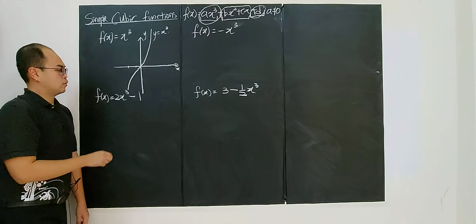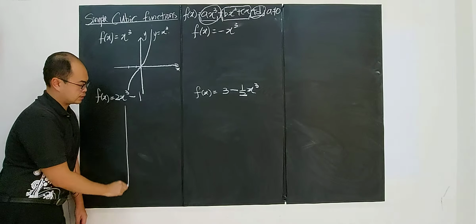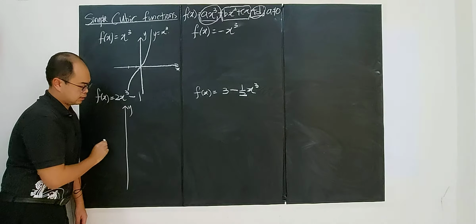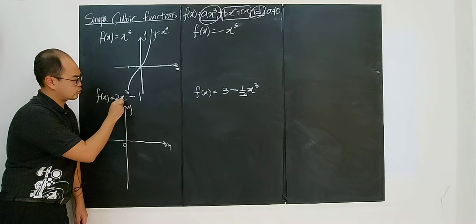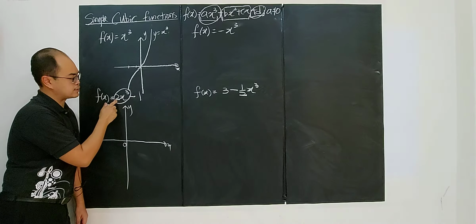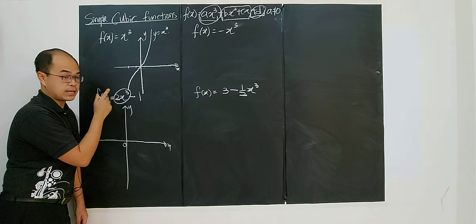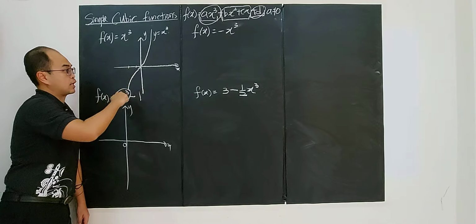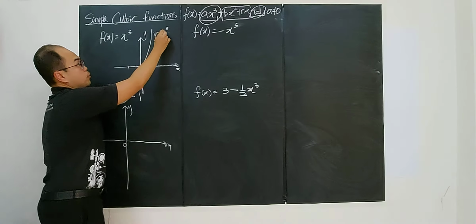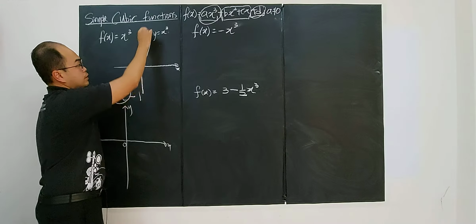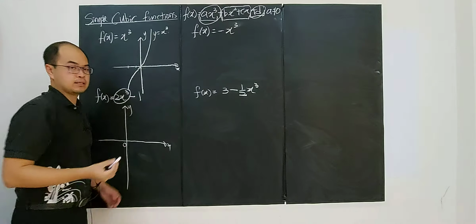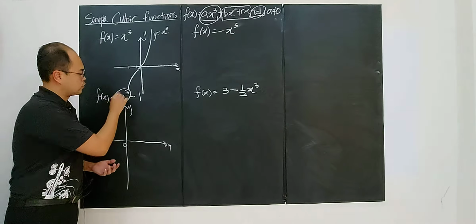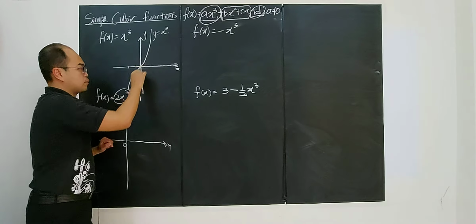Okay, for example, look at this one, very simple. I'll teach you a faster way. You have 2x cubed. I don't care whether there is a 2 or 4 or 5 here. As long as it's positive, the shape will look like this. If you put 2 here, it's sharper, steeper. If you have a half, it's less steep. That's the only difference here. So if you have 2x cubed, the shape will still be the same.